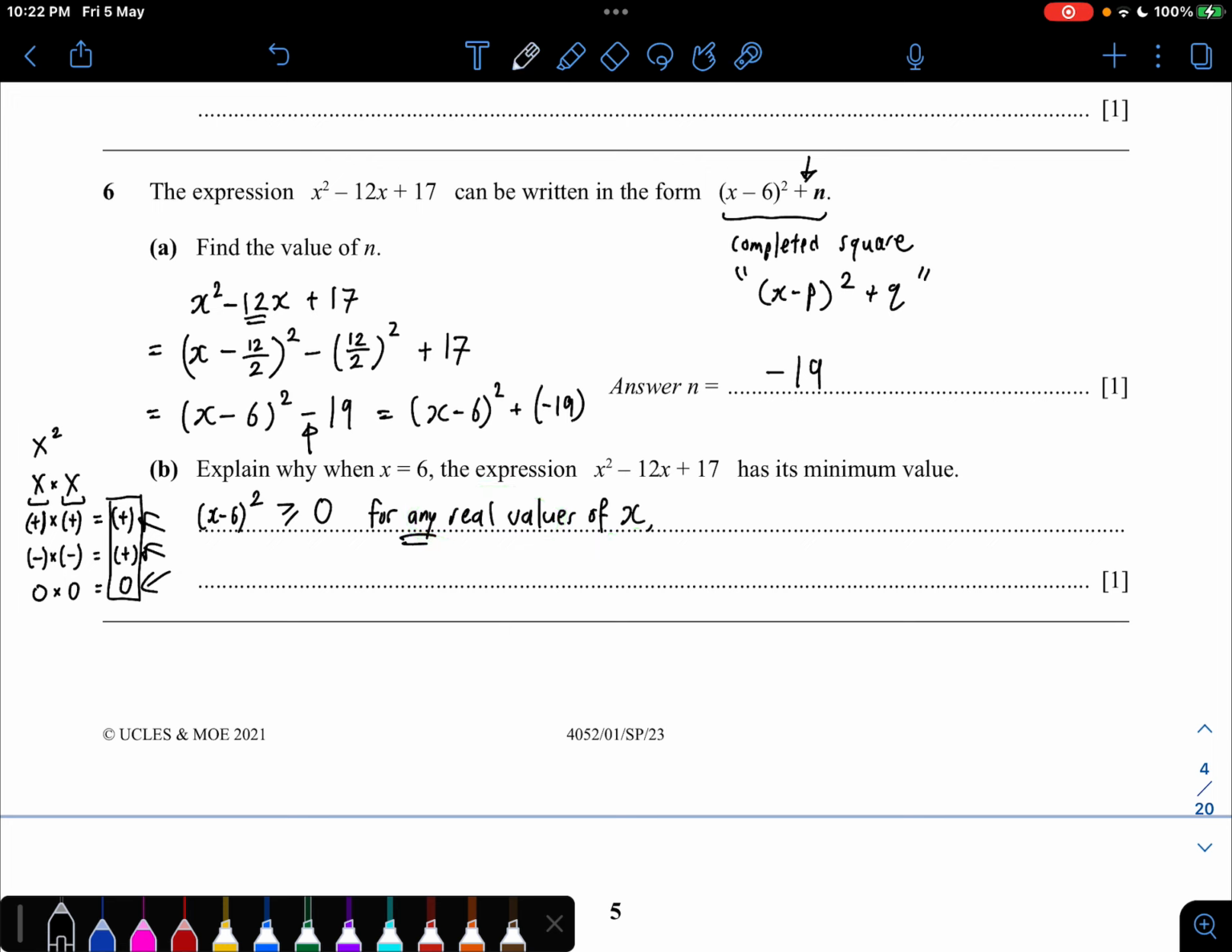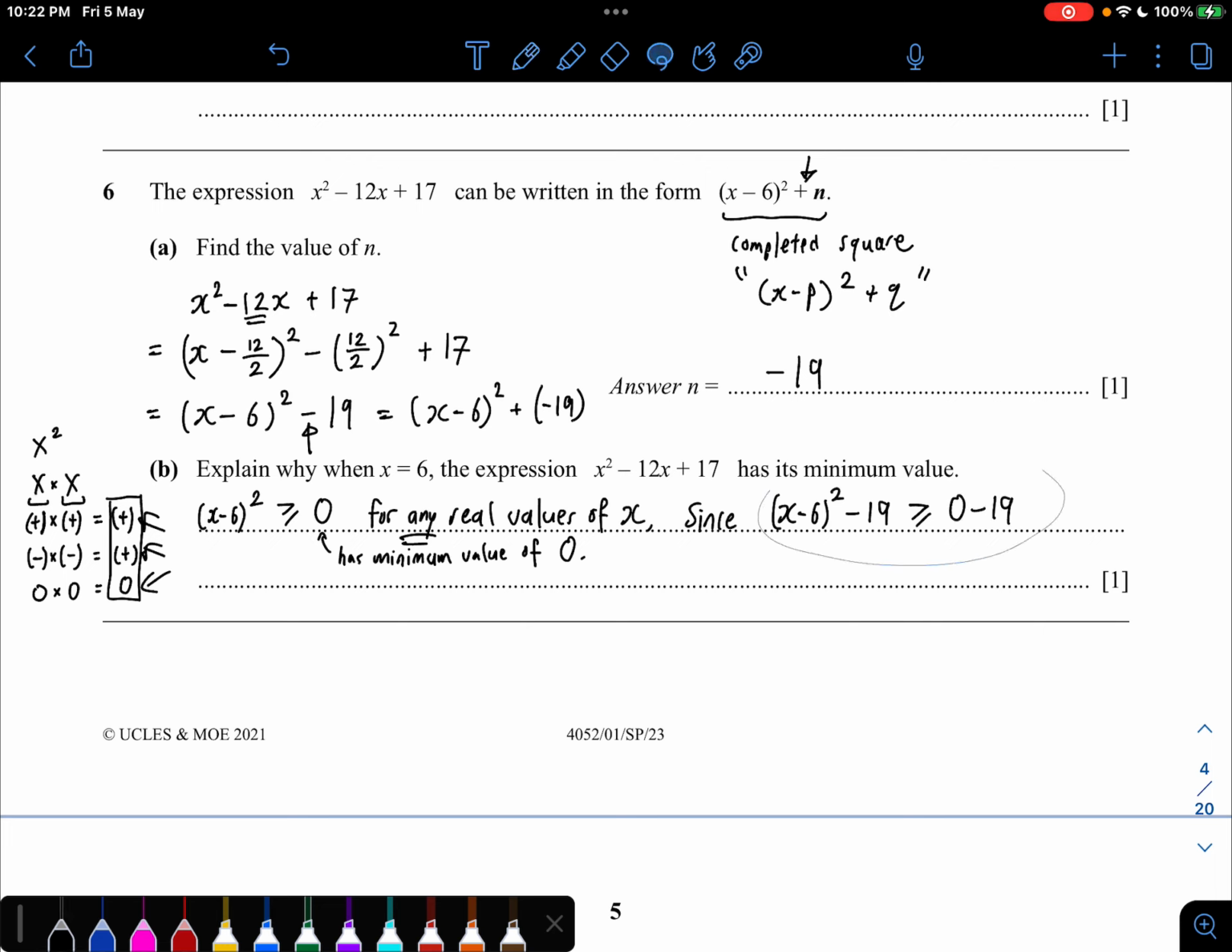Okay, good. So now that we know x minus 6 bracket square is more than or equal to 0, another way to interpret this is that x minus 6 bracket square has a minimum value of 0, right? It can't be negative. It starts from 0, or it could be anything bigger than 0. So now, we know that if you just minus 19 from both sides of an inequality, the inequality direction doesn't change, so 0 now becomes 0 minus 19.